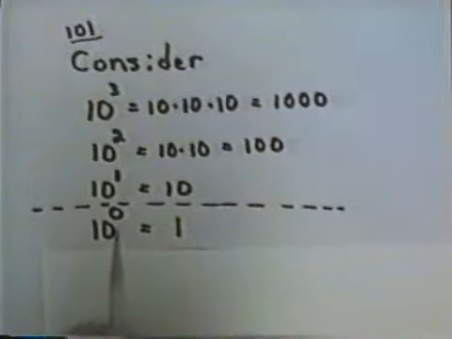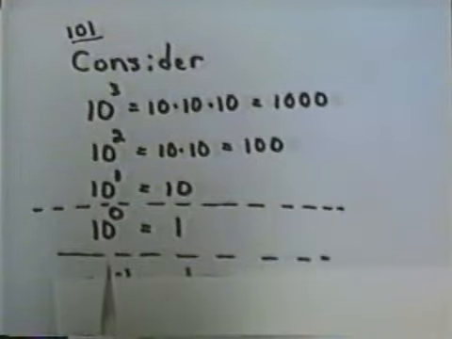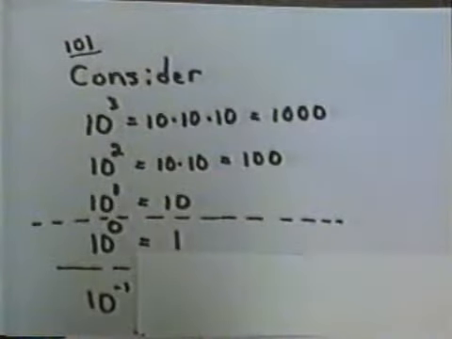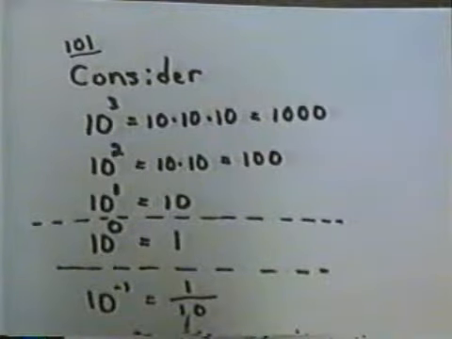Now if I go down to a negative 1, that means I would have decreased my exponent again. So if I go down to a negative 1, then I'll have to divide by 10. 1 divided by 10 is 1/10.